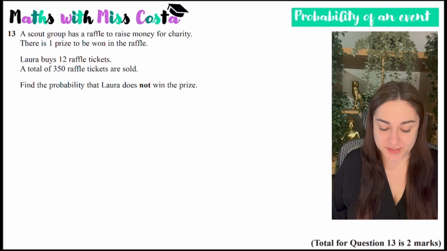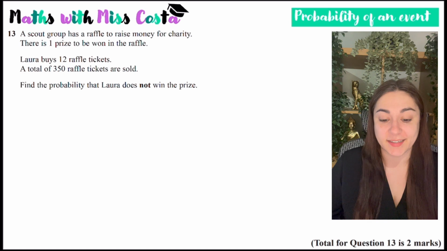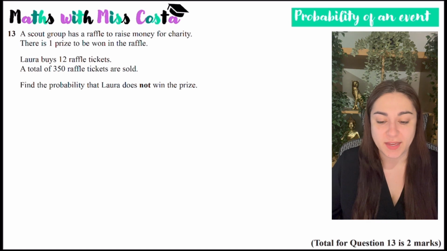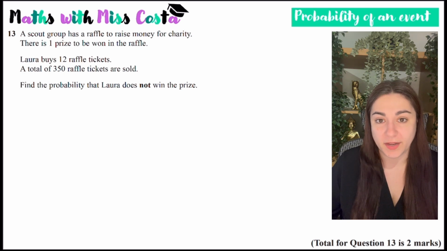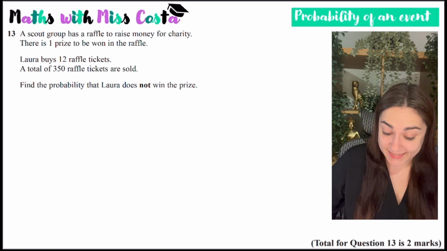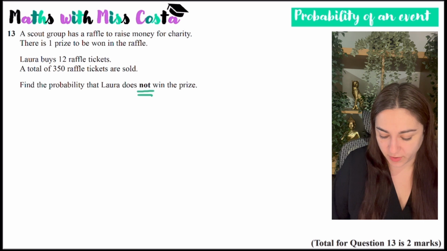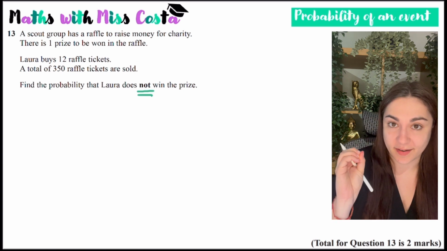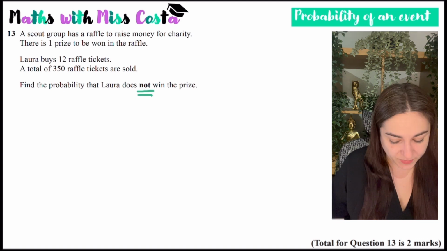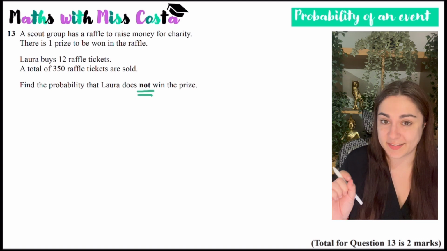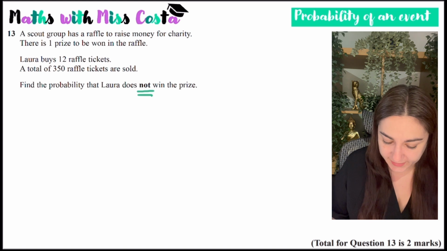Okay, so in this question, I'm told that a scout group has a raffle to raise money for charity, and that there is one prize to be won in the raffle. So lots of people are going to enter, only one person can win. Laura buys 12 of the raffle tickets, and a total of 350 raffle tickets are sold. I need to find the probability that Laura does not win the prize. Now, whenever you see something that is underlined in bold, it's because it's important, and because people frequently make a mistake here. So it's important that I'm working out the probability that she does not win the prize.